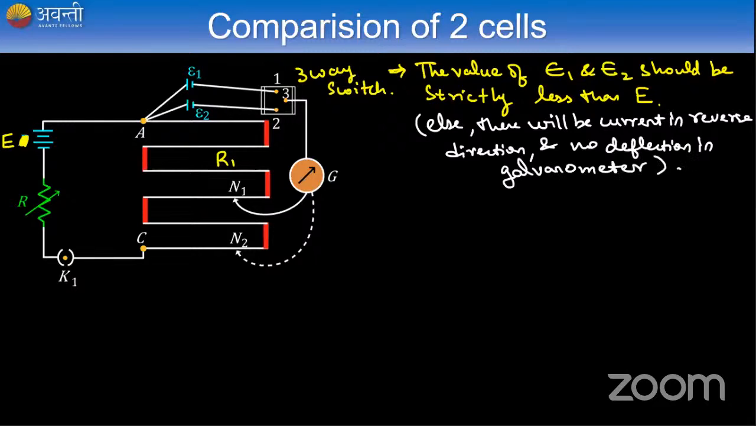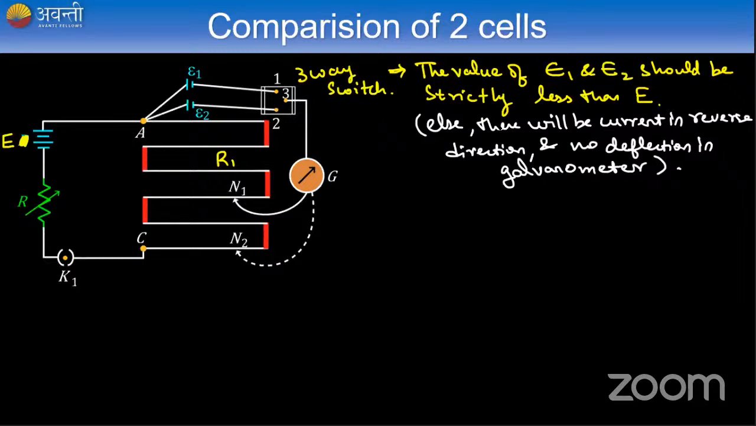So then there will be no deflection in the galvanometer. There will be current in the reverse direction and no deflection in the galvanometer. If epsilon 1 and epsilon 2 are greater than E, then there will be a reverse current and no deflection. So to avoid that, we are giving this condition in the very first thing.